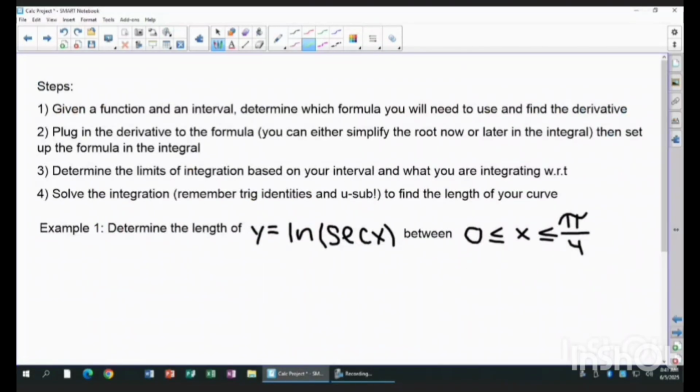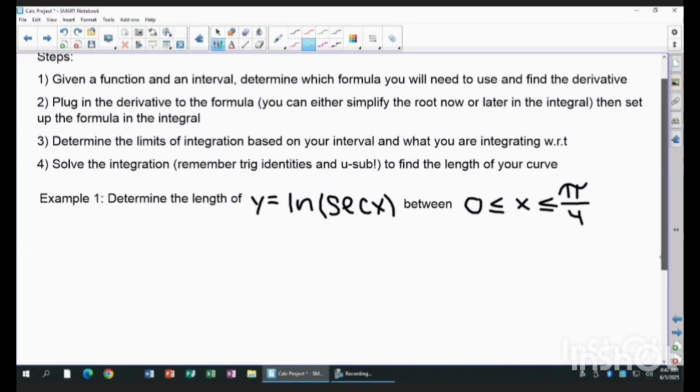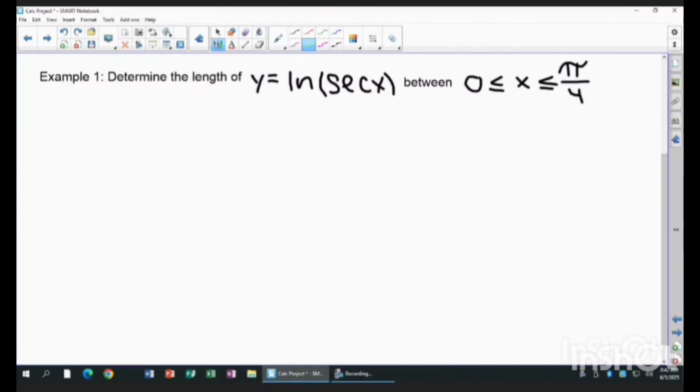These are some steps to think about when you're solving them, and then we'll go through an example together. Given a function and an interval, determine which formula you will need to use and find that derivative. You plug the derivative into the formula. You can simplify the root now or later in the integral, and then set up the formula in the integral. You determine the limits of integration based on your interval and what you are integrating with respect to, and then you solve the integration. Don't forget the trig identities and u-substitution. U-substitution is very important and is used a lot when solving more complex equations. So keeping those steps in mind, we're going to solve this example.